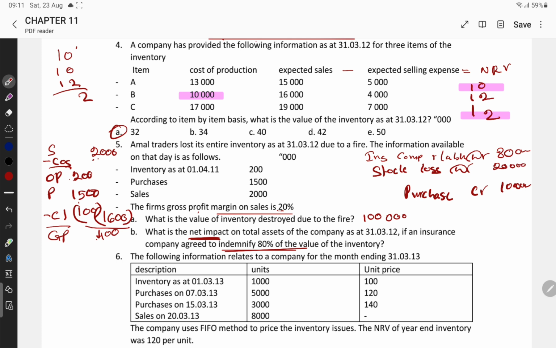Now the question is not that, it's the net impact on total assets. Your inventory is decreasing by 100,000. You are receiving compensation receivable of only 80,000. So net impact is a decrease of 20,000.